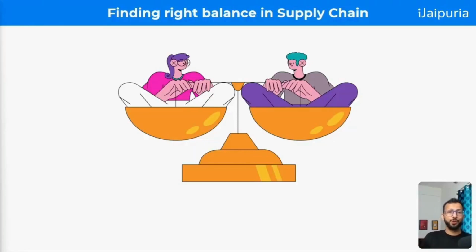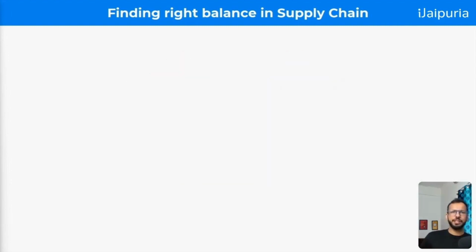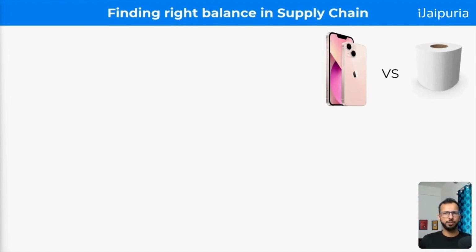In this video, we will now understand how you find the right balance in your supply chain, whether you need to make it efficient or responsive. So let's take the same example: our iPhone, which is an innovative product, and a normal tissue paper, or let's say toilet paper, which is a functional product. Let's start with a functional product.